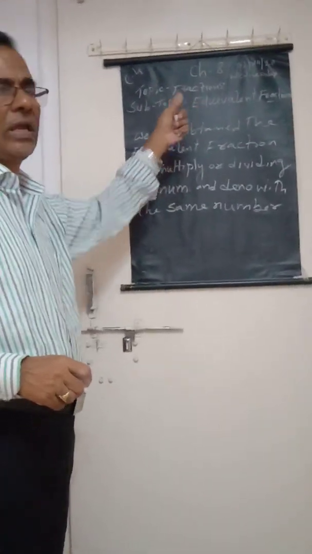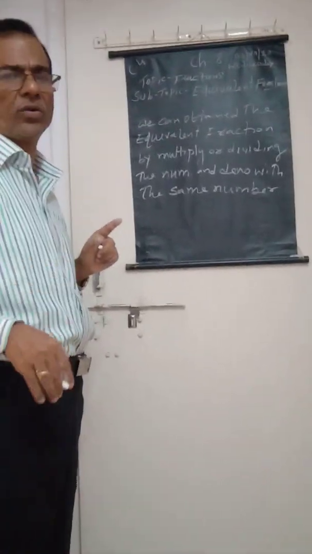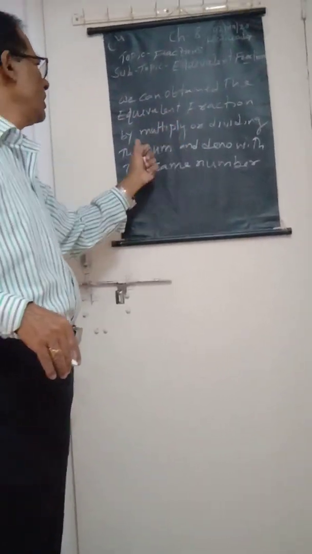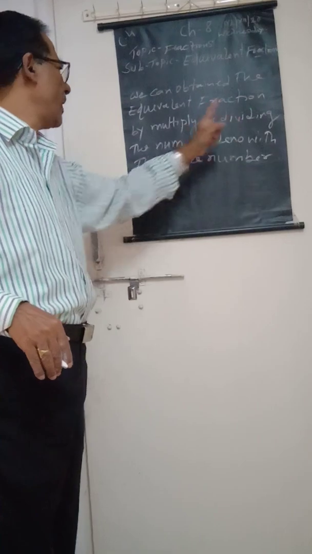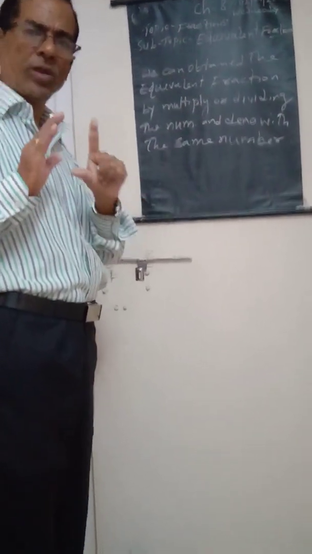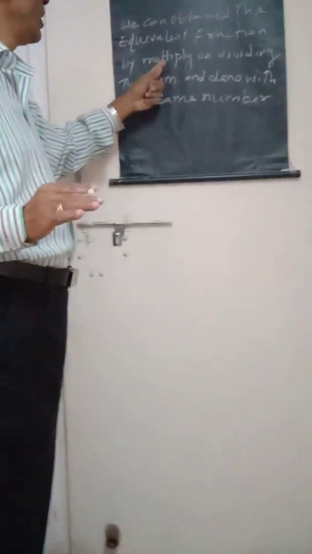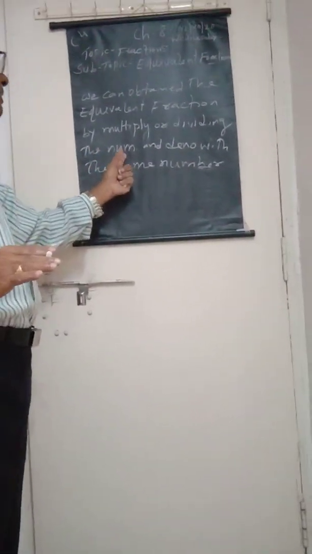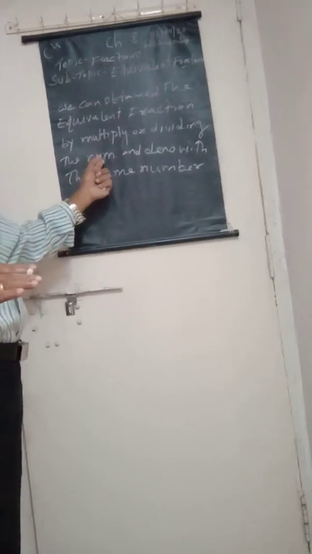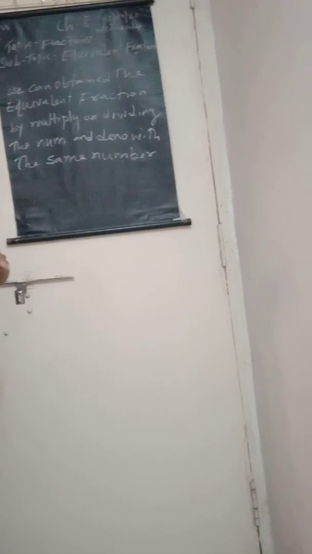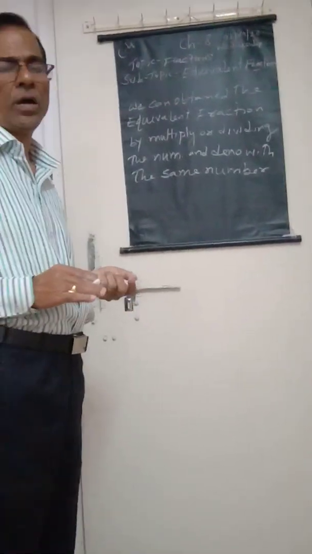Definition for equivalent fraction: how do we get an equivalent fraction? We can obtain the equivalent fraction by multiplying or dividing. In the book 2 definitions are there, but I made only 1 definition. Multiplying or dividing the numerator and denominator with the same number, this is the short form I wrote. Okay, like this you do the homework also.